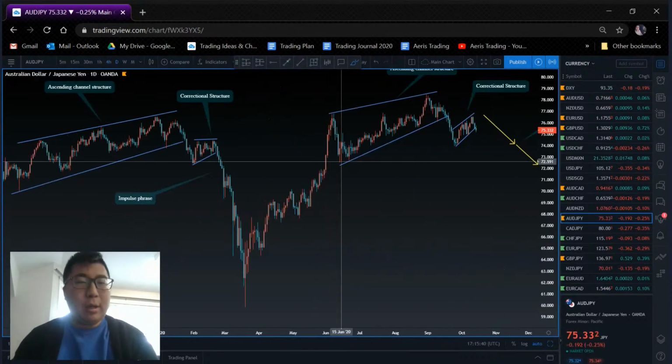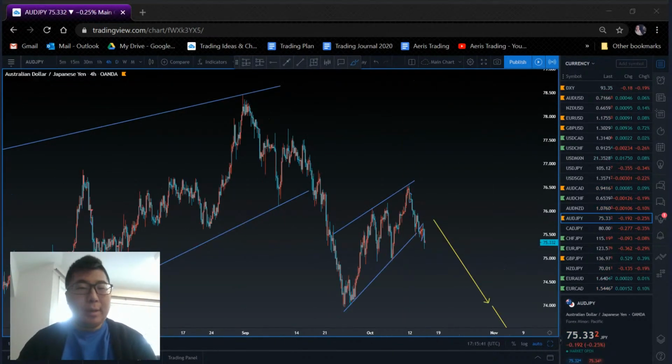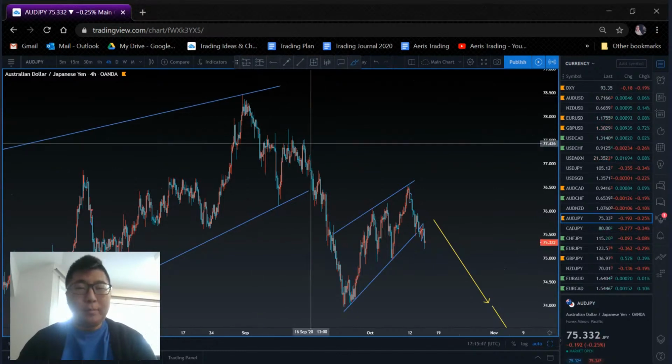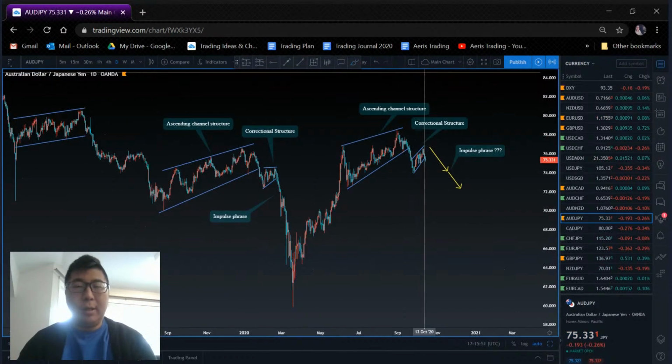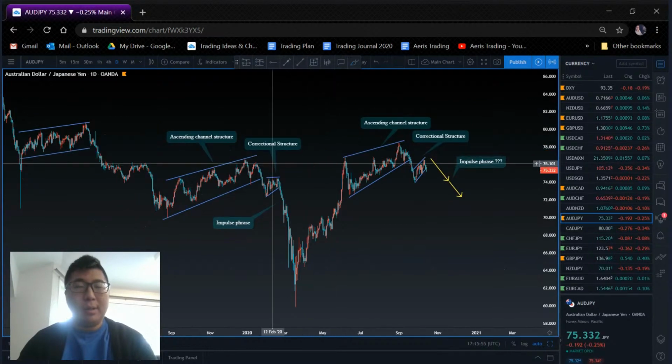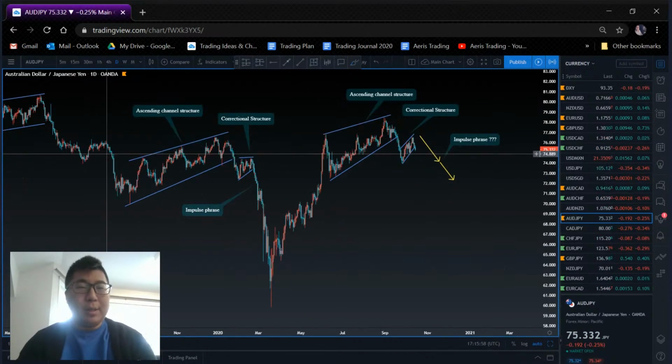Let's look at yen pairs. I made this talk I think yesterday, and I still have a strong feeling about this. So let's take a look. Aussie yen, right? And mostly the yen pairs are pretty similar.